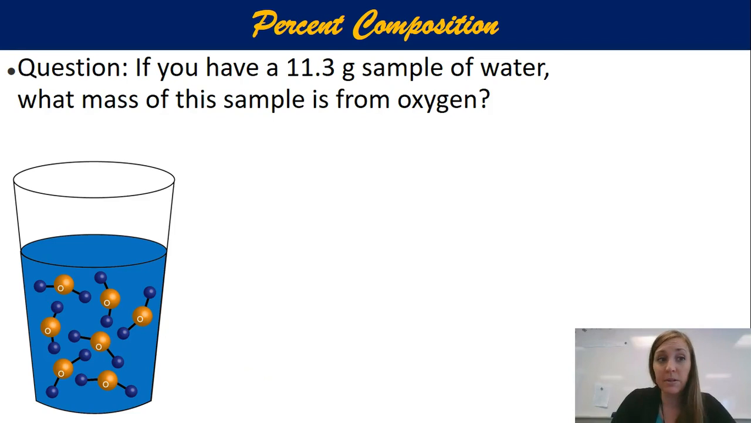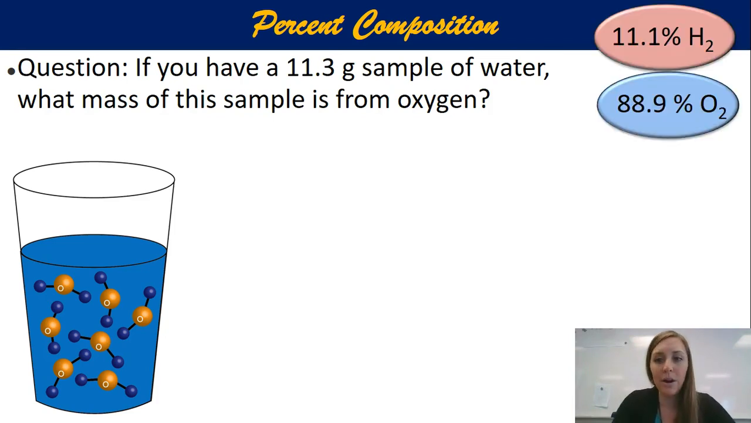So using those principles, let's read this question. You have an 11.3 gram sample of water. What mass in this sample is from oxygen? Well, let's bring back our percentages from before. You do need your percentages for this since we haven't talked about how to find the percentages just from the formula. We'll get there next notes.